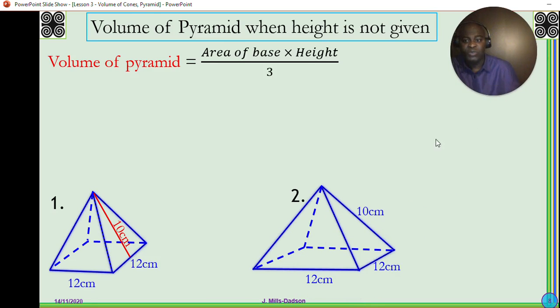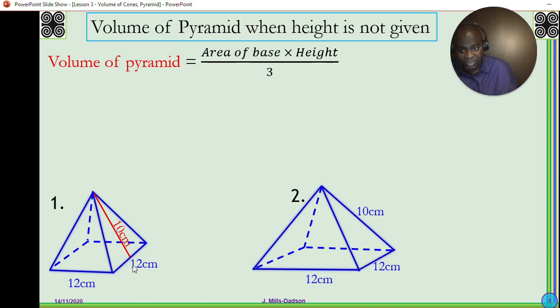What if we have a situation where the perpendicular height is not given? The formula is still area of base times height divided by 3. Now look at this. There are two questions. They are not the same, they look similar.